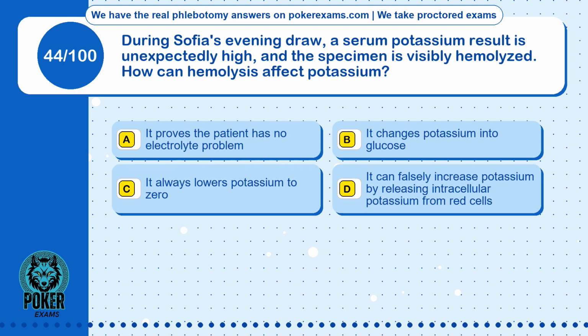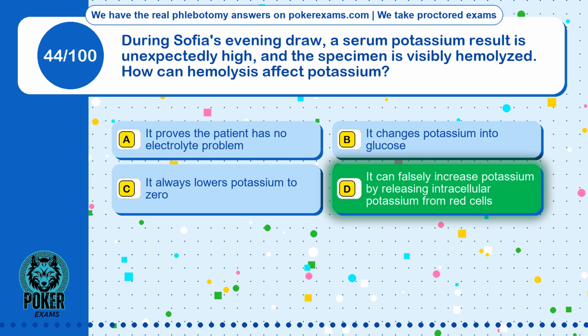Question 44. During Sophia's evening draw, a serum potassium result is unexpectedly high, and the specimen is visibly hemolyzed. How can hemolysis affect potassium? Option A. It proves the patient has no electrolyte problem. Option B. It changes potassium into glucose. Option C. It always lowers potassium to 0. Option D. It can falsely increase potassium by releasing intracellular potassium from red cells.